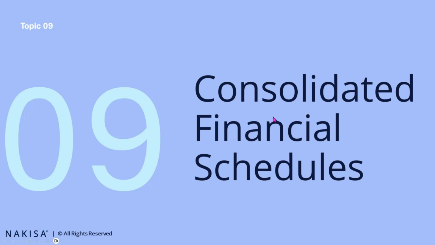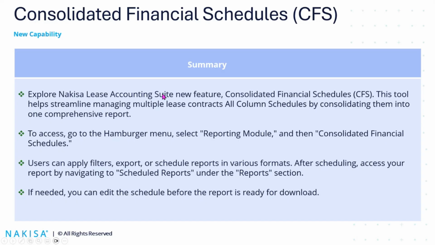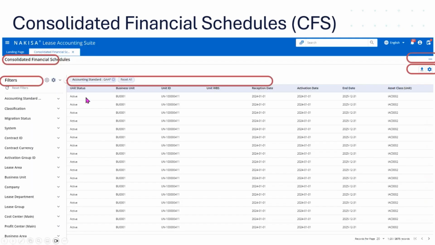Okay, so the consolidated financial schedule. This is a new report. I'll show you the three ways of what it's giving us. Basically, for the all column schedule that we have, multiple lease contracts can now be seen on the all column schedules under this consolidated financial schedule. Instead of the user going one by one and verifying the schedules, if a schedule needs to be reviewed and validated, you can simply come to the main page, and we have the option of the consolidated financial schedules report.